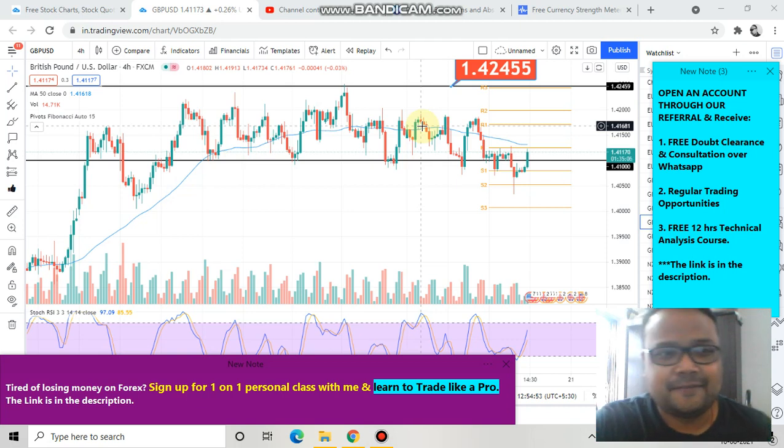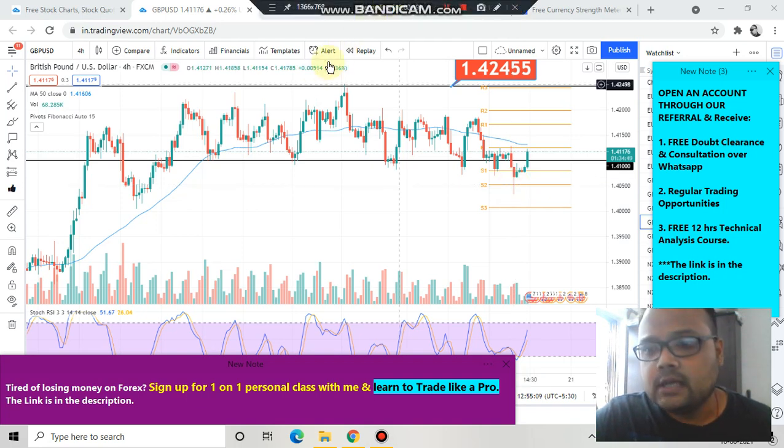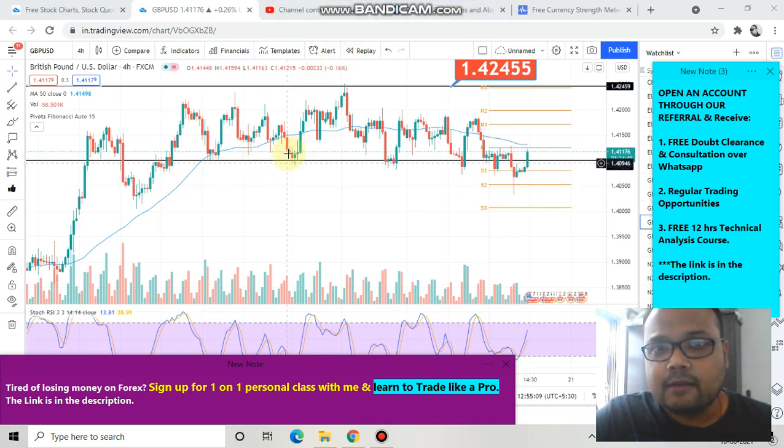So let's get started. This is the chart of GBP USD, British Pound US Dollar, and as you can see, I'm in my favorite 4 hours time frame. As we all know, the market broke the support and went down, and things got messy here. If you remember correctly, whenever the market was coming down to the support level, I was recommending a buy.